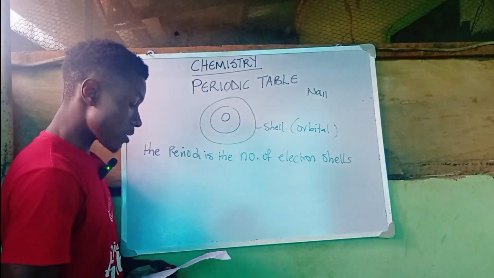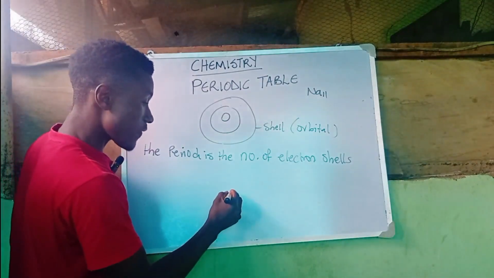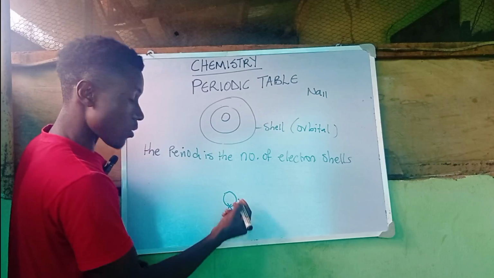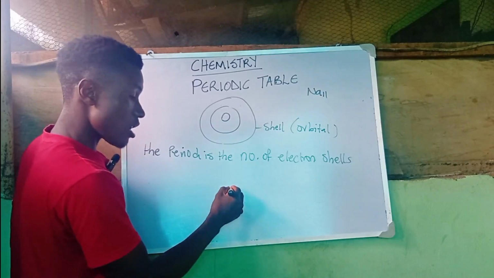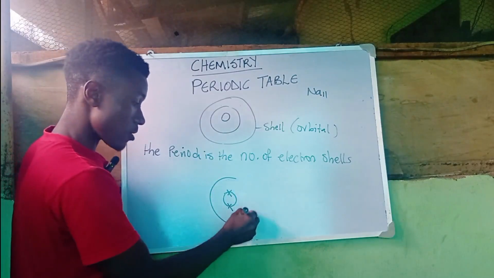So that is just how it is. In case they ask you what period sodium is in, we can get this by filling in the shells. We have our first shell. We know that our first shell contains a maximum of 2 electrons. So this is 2, right? So that is just how it is.